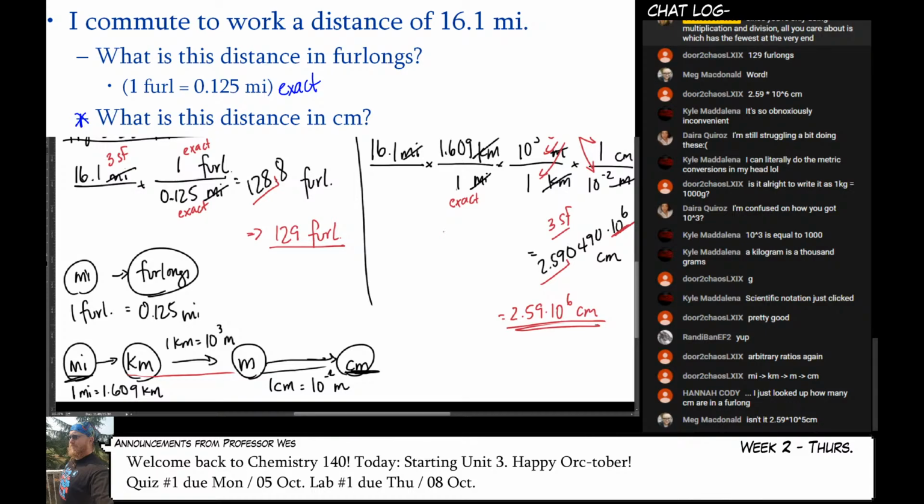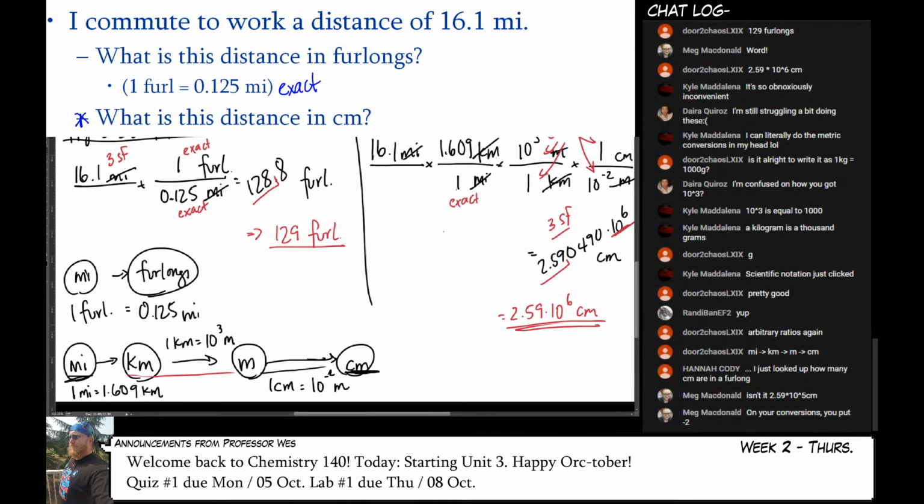If you're concerned that you're typing it in wrong and you're getting the wrong answer, take a picture of your calculator and send it to me, and I'll tell you what to use, because I've seen virtually every calculator out there, and I can show you how to do it.